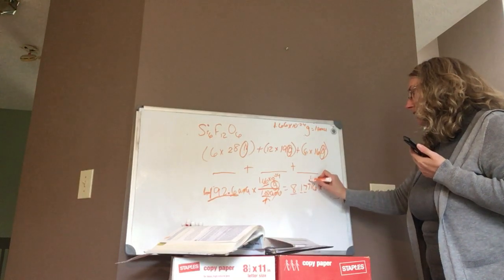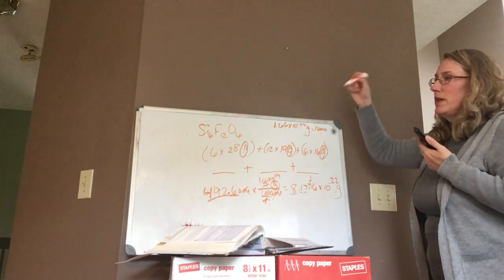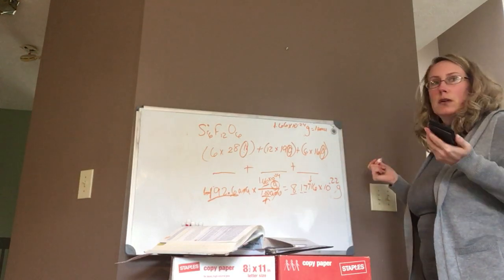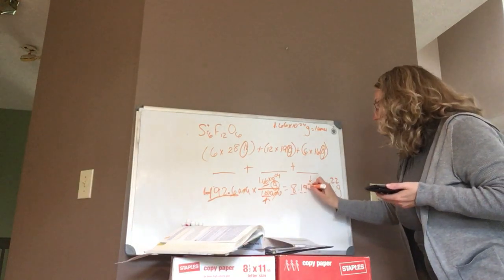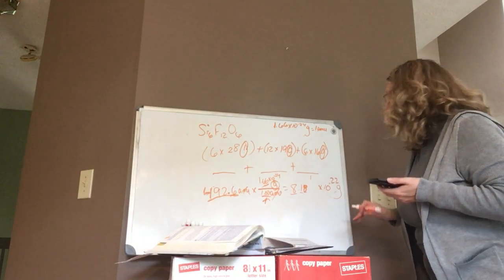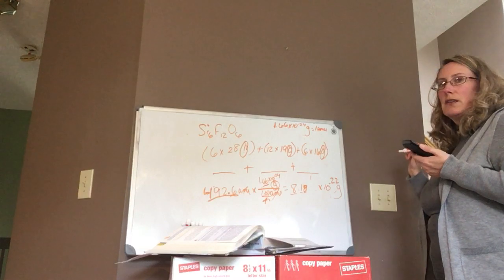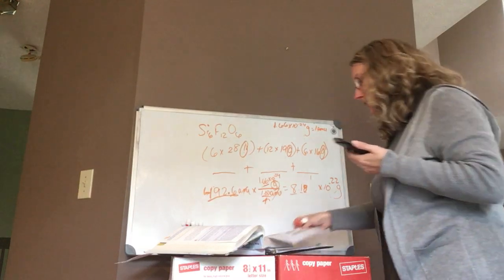1, 2, 3, that means I look at this one and I decide, does that round my 7 up or does it round it down? And it rounds it up. So that becomes an 8 and that falls away. And you still have to have times 10 to the negative 22. Okay?